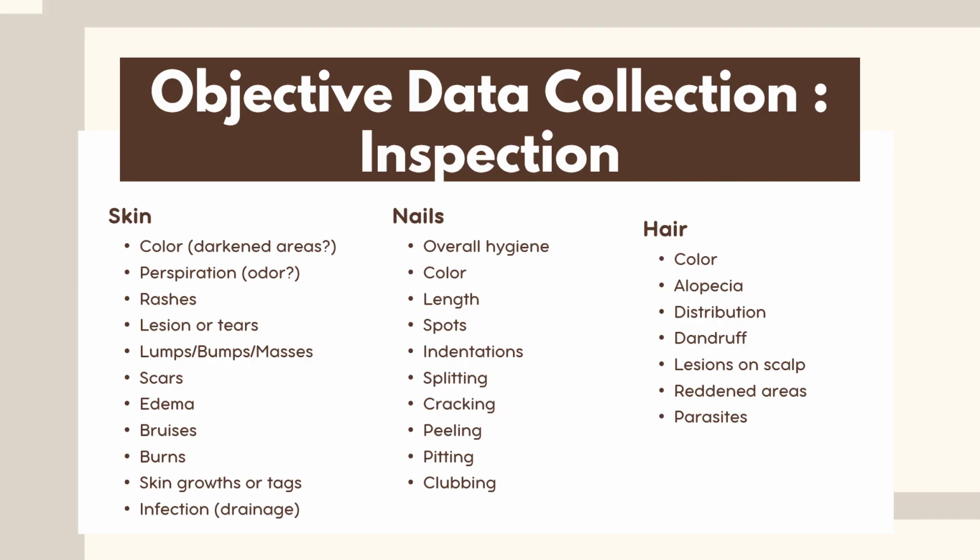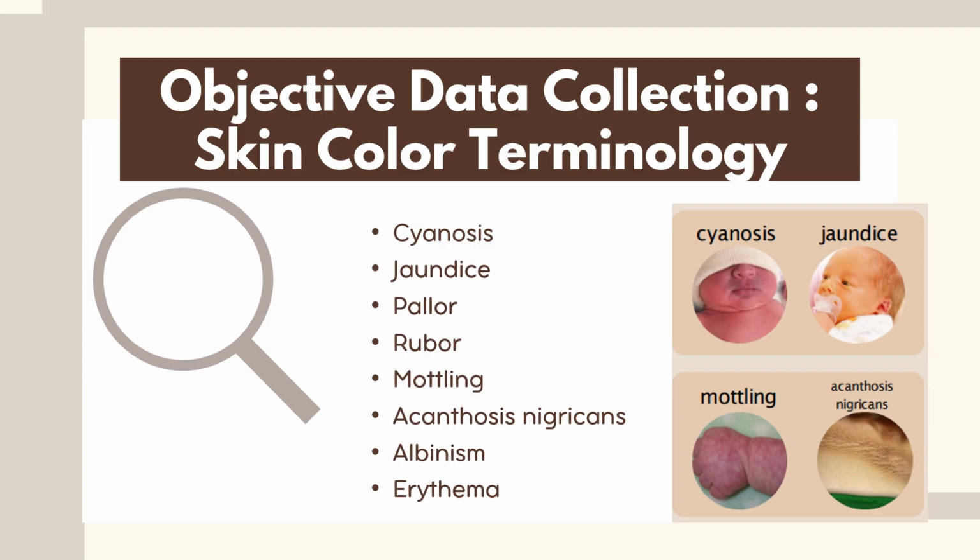So what are some skin color terminologies? We've kind of talked about a few of these through previous slides. So you have cyanosis. That is going to be that bluish purple discoloration on the skin or mucous membranes. It can indicate hypoxia or poor perfusion, potentially cardiovascular or pulmonary issues. We want to look for central and peripheral cyanosis. Central is going to be more your tongue, lips. Peripheral is your fingers and toes.